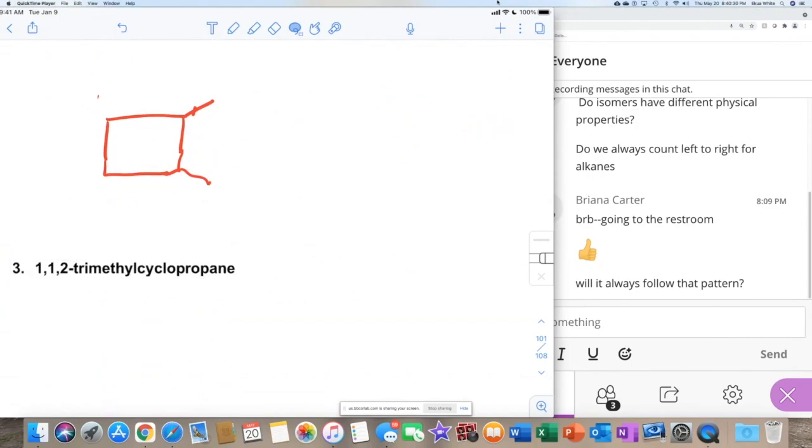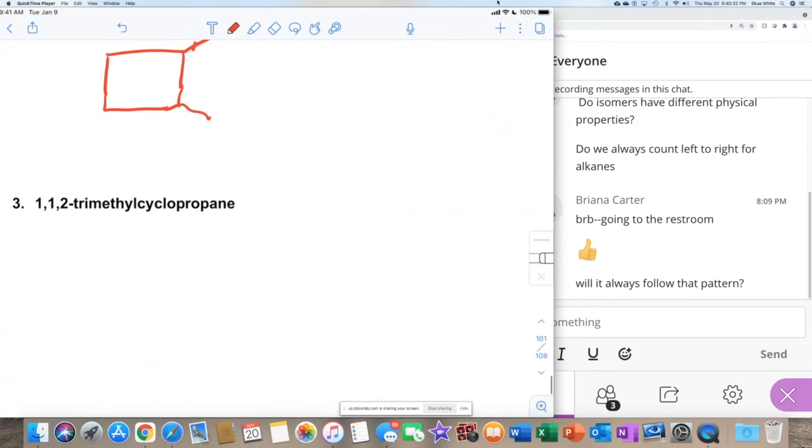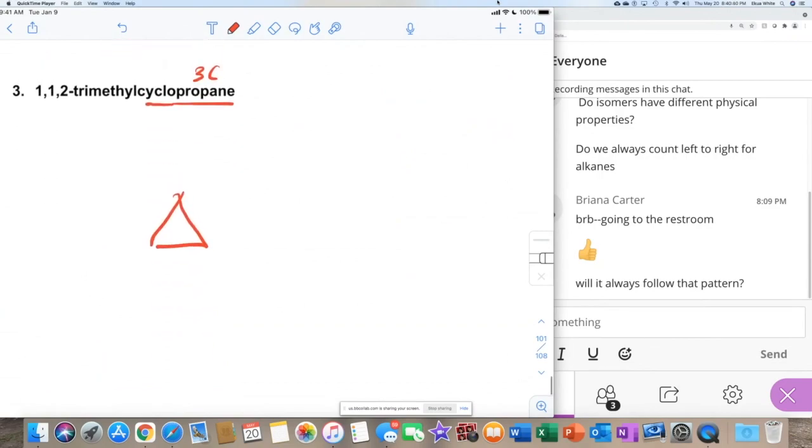I'm working these out because I recognize they are a little bit challenging. So propane, 3 carbons. That would be a triangle. And then I have 1,1,2-trimethyl. So let's make this carbon 1, this is 2, this is 3. I have two methyl groups on carbon 1 and then one on carbon 2.